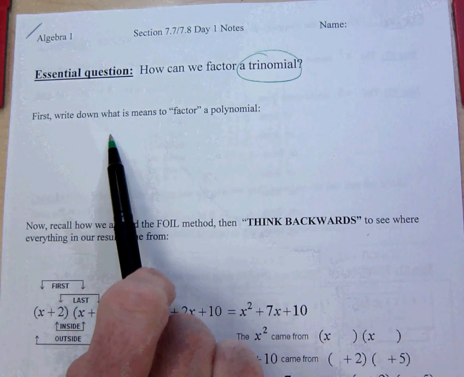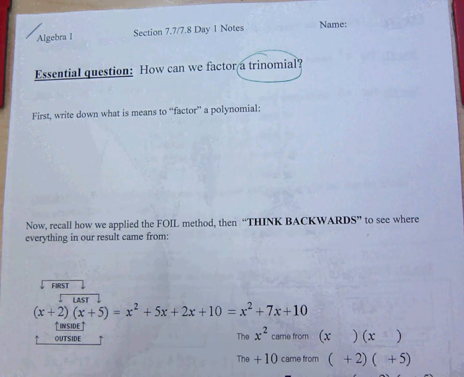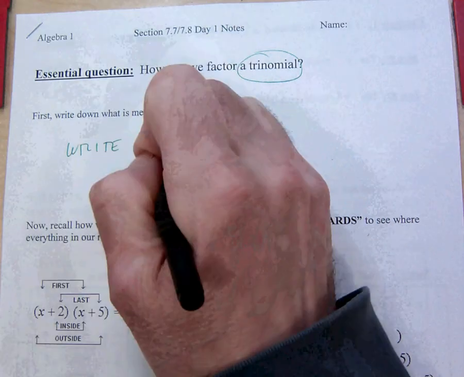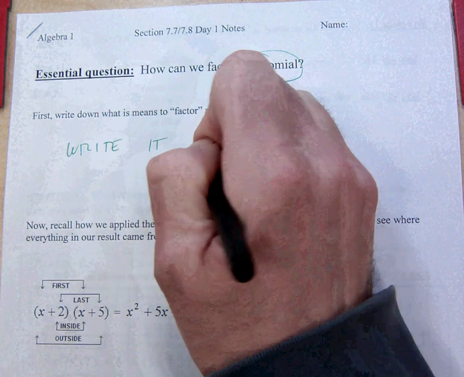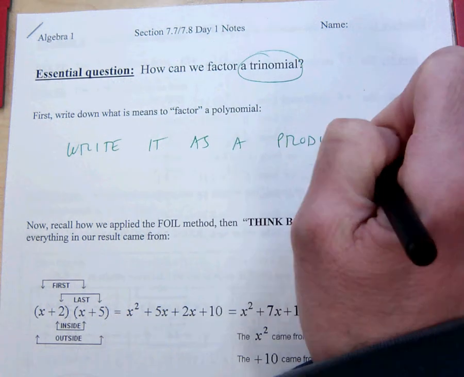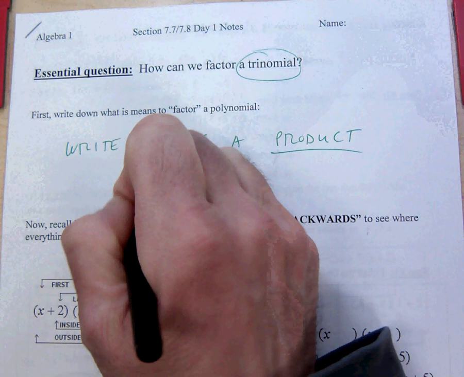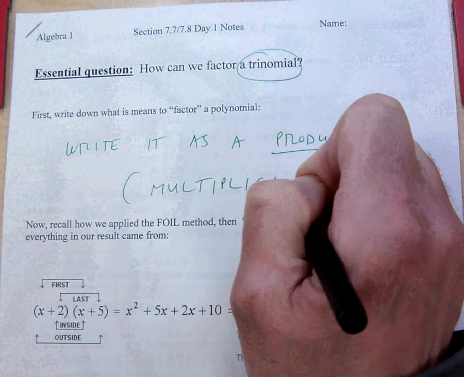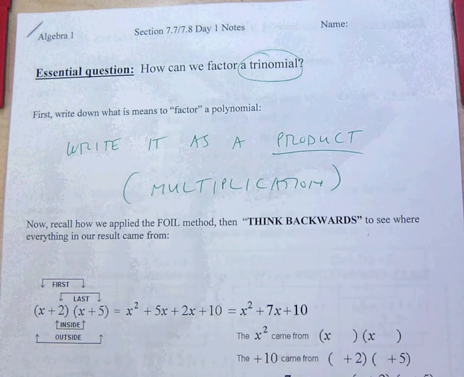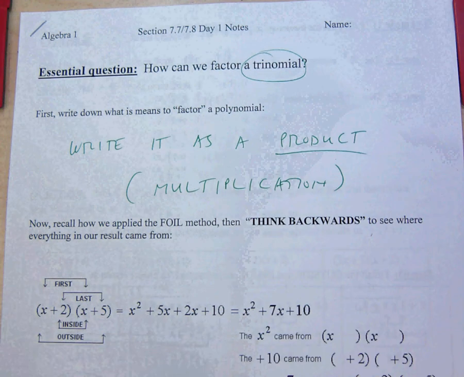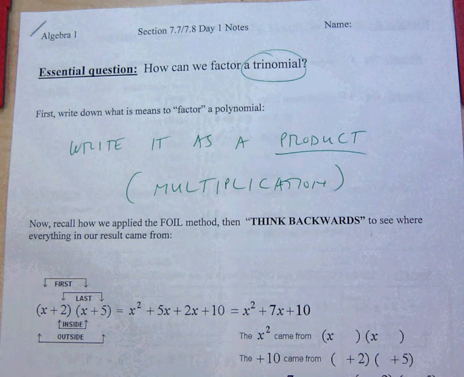Okay, so first of all, quick reminder. Shout it out, everybody. What does it mean to factor a polynomial? Write it as a product. What's a product? A multiplication. Okay, so that's what it means, to take what they give you, which is a trinomial, and turn it into a product. That's called factoring. So the question is, how do we do this?